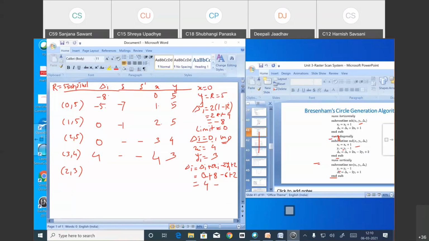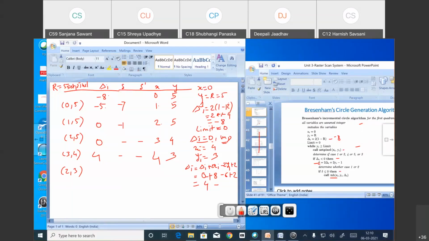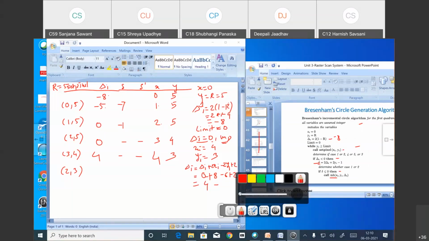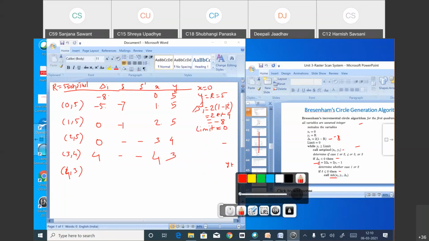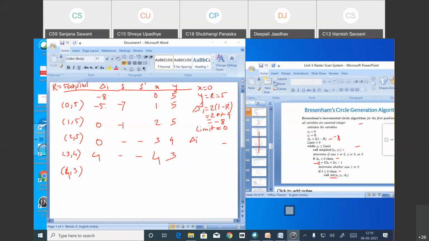Again go for the first slide. Yi is 3, which is greater than the limit. So set pixel 4, 3. Next, determine the value of delta I. What is the value of delta I now? The value of delta I is now greater than 0.